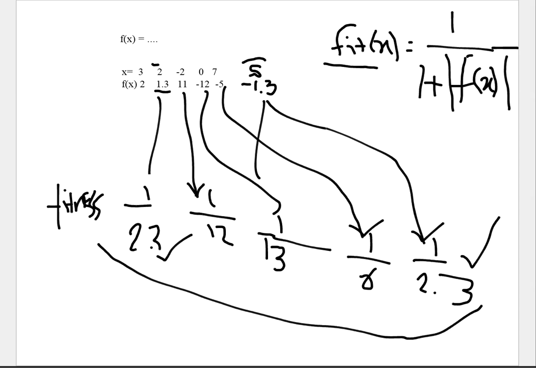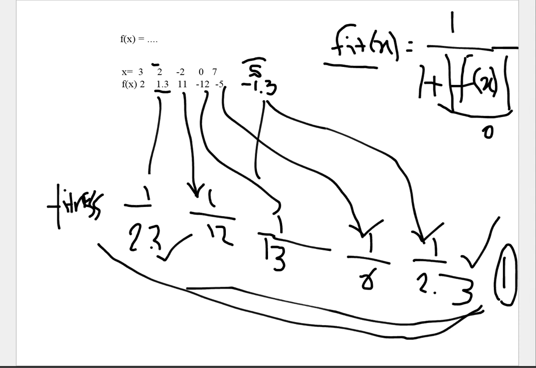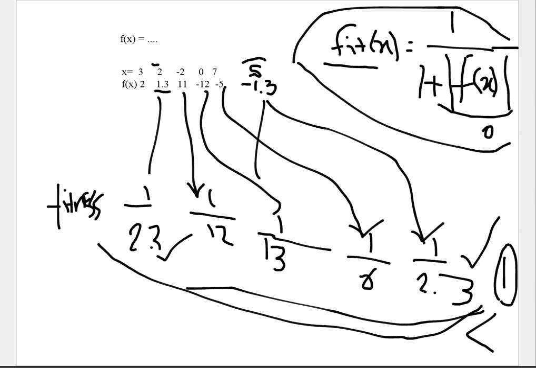Yes, for the best solution, call this value 0. So the fitness is 1, and 1 is the highest value when f(x) is equal to 0, that is 1 divided by 1. All of these other values are lower than 1. So that is the fitness value of this formula.